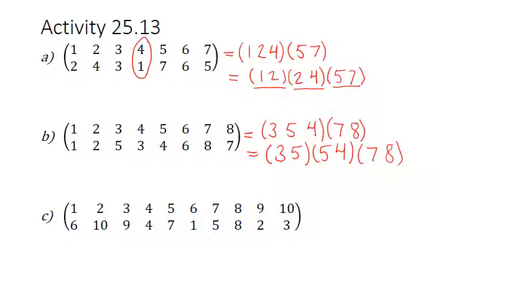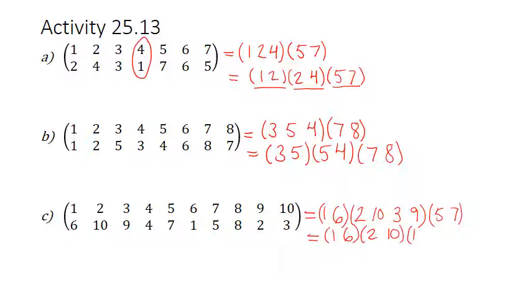Okay, let's try the last one. I'm going to start with 1, which is mapped to 6, and 6 goes back to 1. Let's move on to 2. 2 goes to 10, 10 goes to 3, 3 goes to 9, 9 goes back to 2. What did we skip? 4 goes to itself. 5 goes to 7, and 7 goes back to 5. 8 goes to itself, so we covered everything that's not mapped to itself. I just need to break down this middle cycle into transpositions. So I'll do (2 10)(10 3)(3 9).